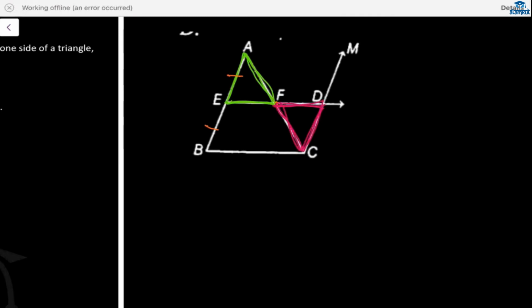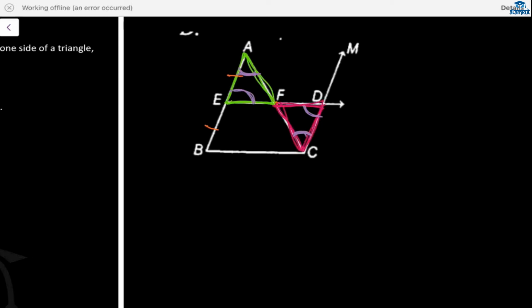So here, this angle is equal to this angle. They are alternate angles, because CM is parallel to AB and AC is the transversal. So angle A will be equal to angle C because they are alternate angles. Similarly, this angle will be equal to this angle. Again, the two lines are parallel and this is a transversal.